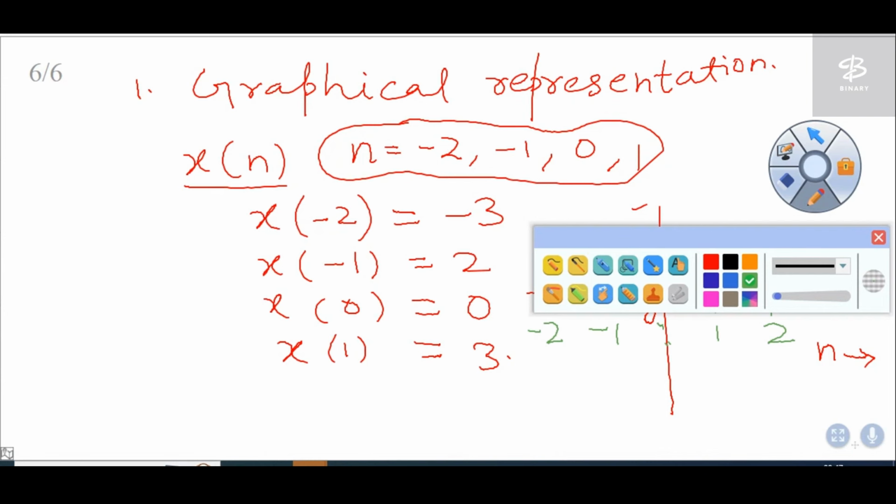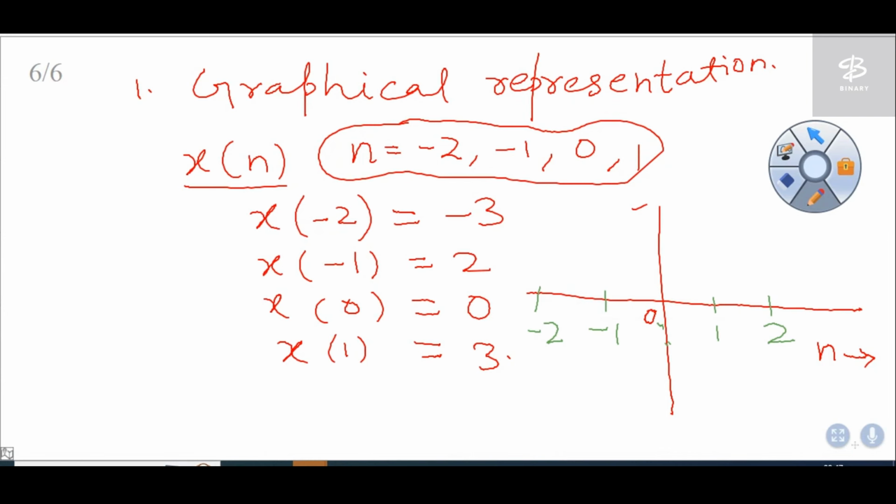Now, if you look at this discrete signal x of n, you can see the value of n is equal to -2 and the amplitude is -3. So you can assume this is the positive side, 1, 2, 3, and this is the negative side, -1, -2, -3.